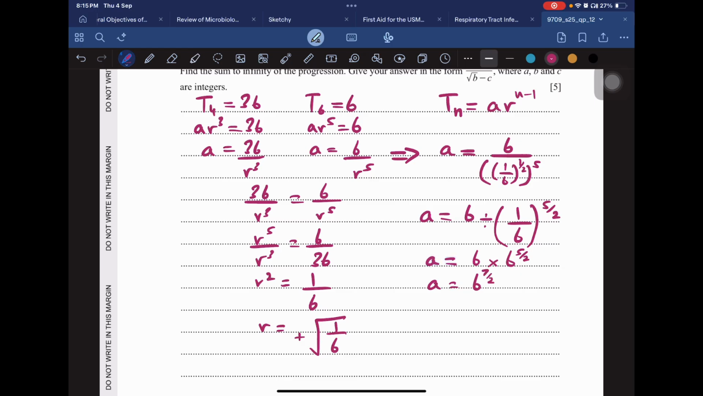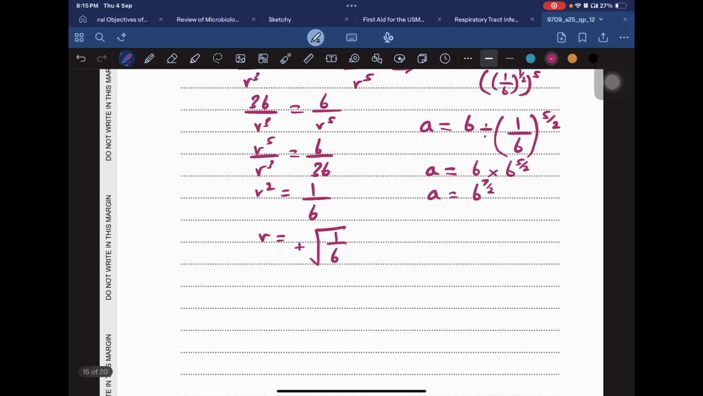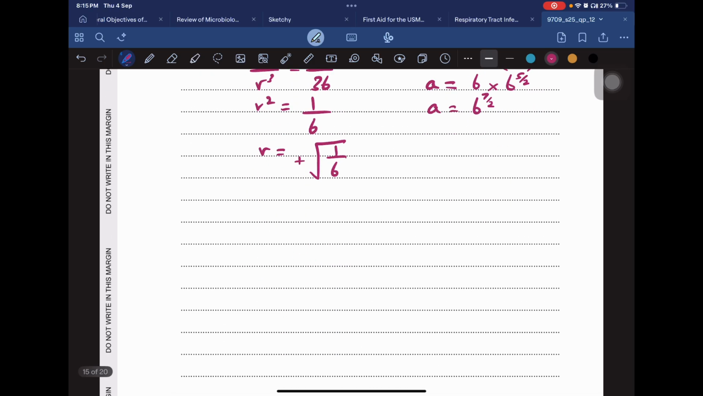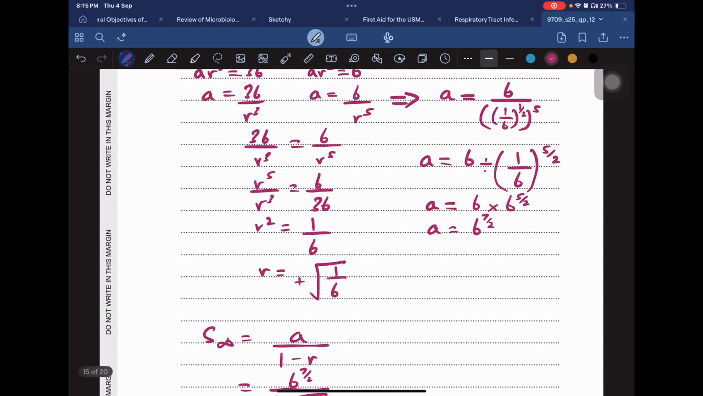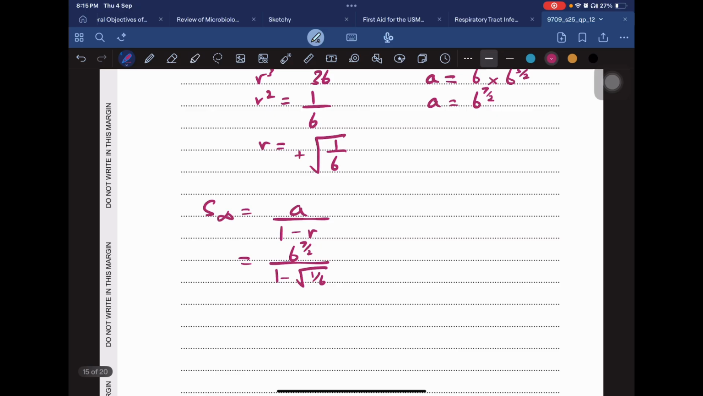Alright, so now we can find the sum to infinity. Sum to infinity is a upon 1 minus r. a is 6 power 7 upon 2, upon 1 minus the square root of 1 over 6. You have to keep it in that form as well. Alright.